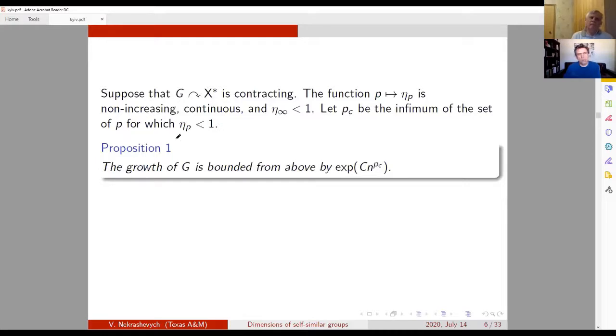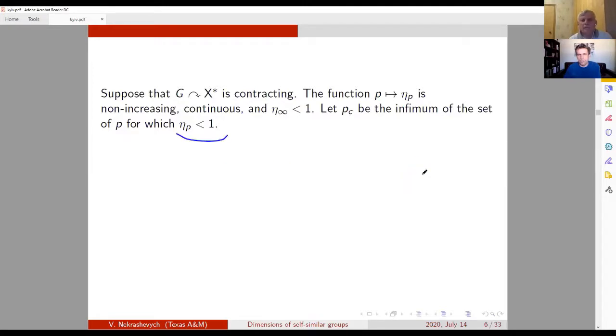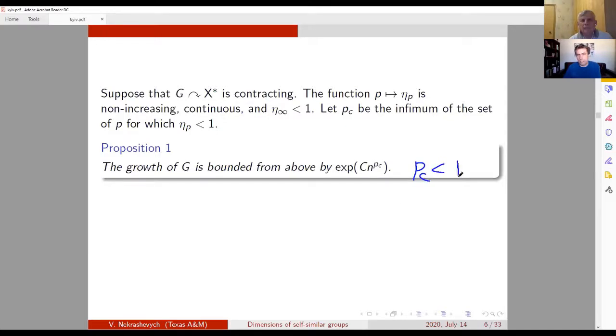So this critical exponent has some implications algebraically. For example, you can show that the growth of the group is bounded by the exponent of n to the critical exponent. Of course, this proposition is silly and it's vacuous when p_c is greater than 1. So this is interesting only when p_c is less than 1. And there are such examples, for instance, the Grigorchuk group and other examples. This is basically a way to show that these groups have sub-exponential growth.